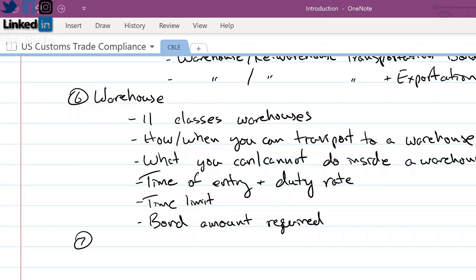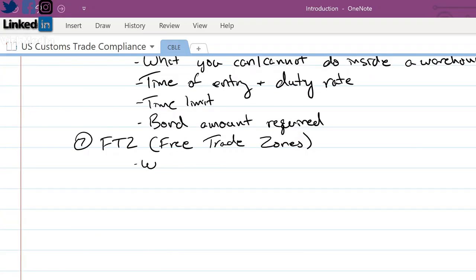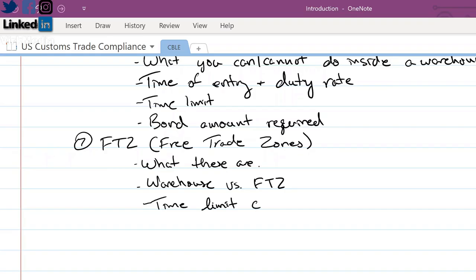Next, we'll be talking about free trade zones. We will discuss what these are, the difference between a warehouse and an FTZ, time limit constraints, and just a general process of how we can put something in the free trade zone.